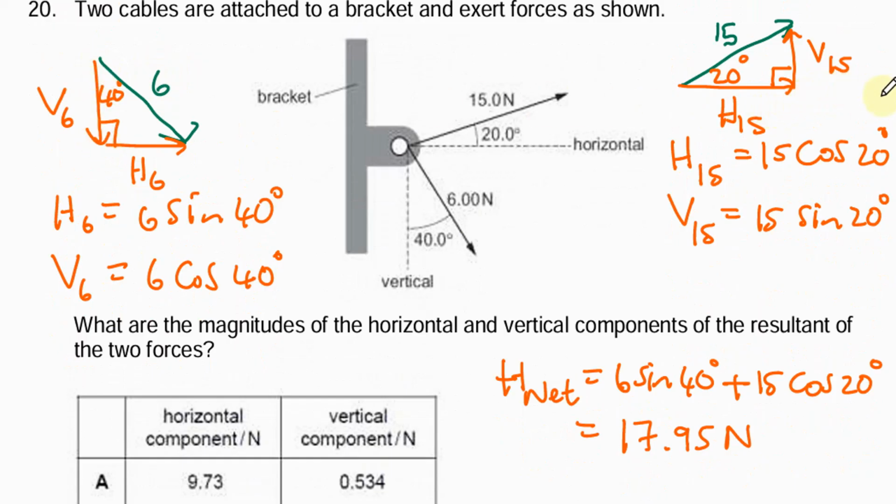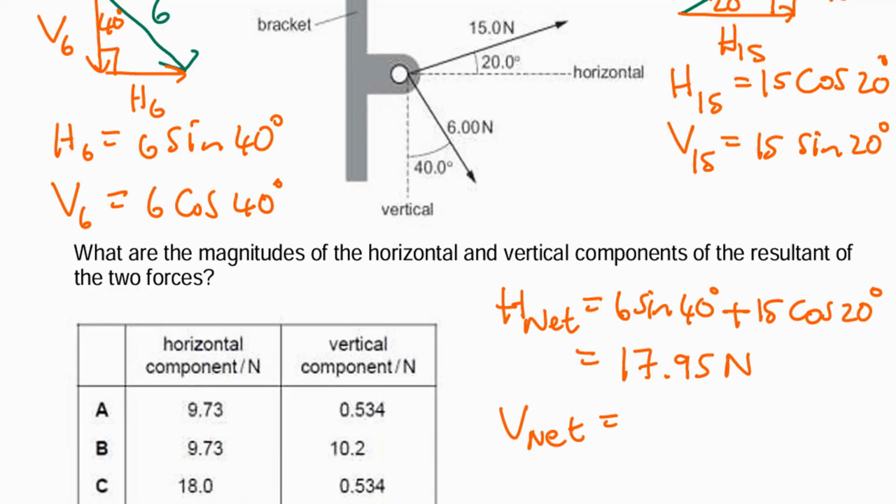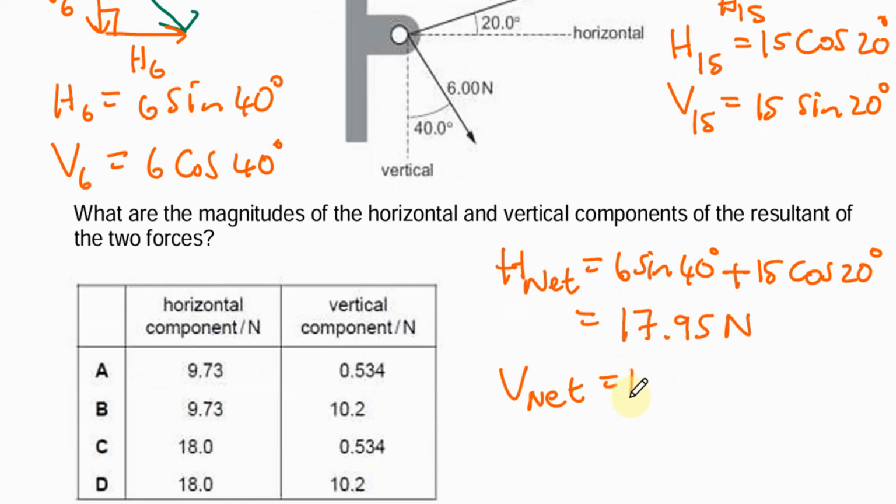Now, looking at the vertical components, the vertical component of the 6 Newton force is down, whereas the vertical component of the 15 Newton force is up. So to get a net vertical component, we must subtract these two. They're in opposite directions. Now, conventionally, we can use up as positive. So I'm going to take 15 sine 20. That's up. Down is negative. So 6 cos 40, I'll subtract. So minus 6 cos 40.